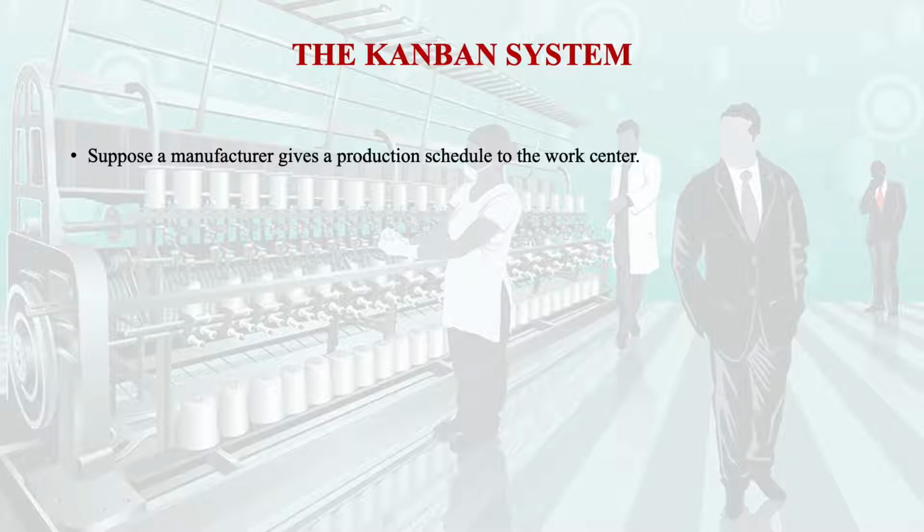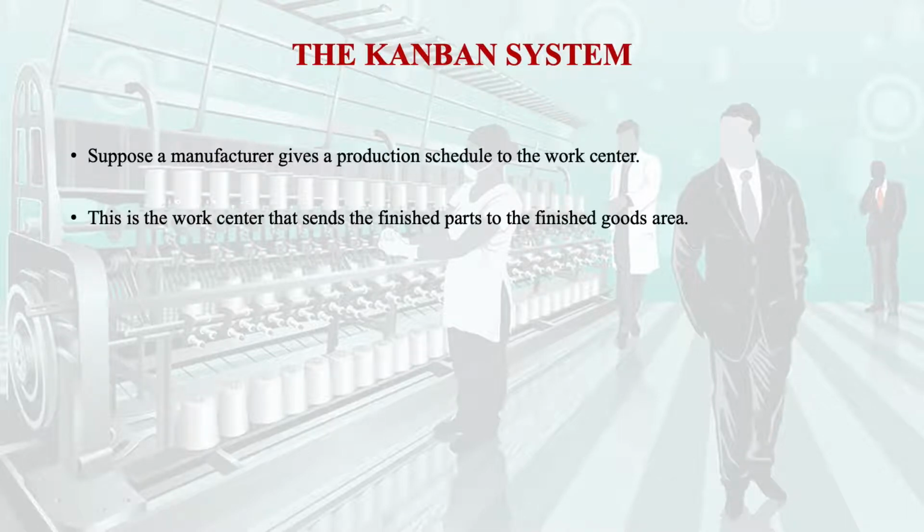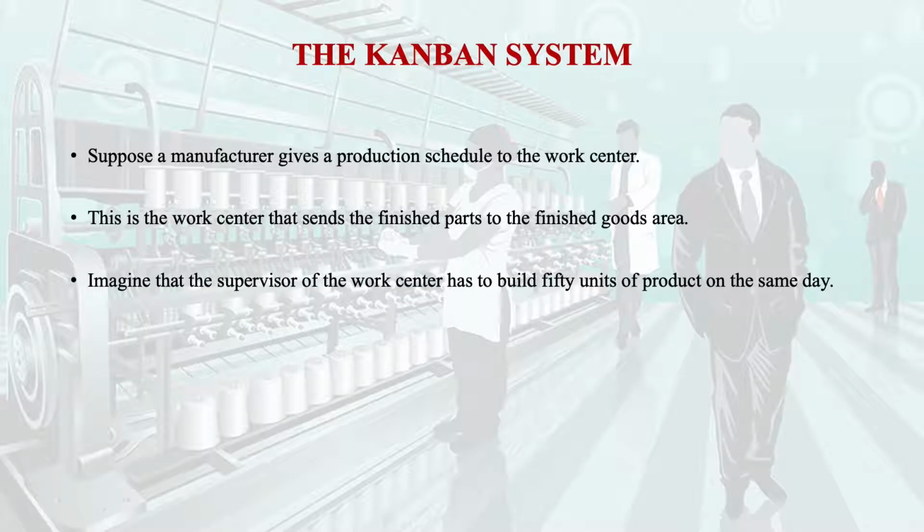Now, let us suppose a manufacturer gives a production schedule to the work center. This work center sends the finished product or the parts to the finished goods area. Imagine that the supervisor of the work center has to build 50 units of the product on the same day. Then how will the Kanban system work?